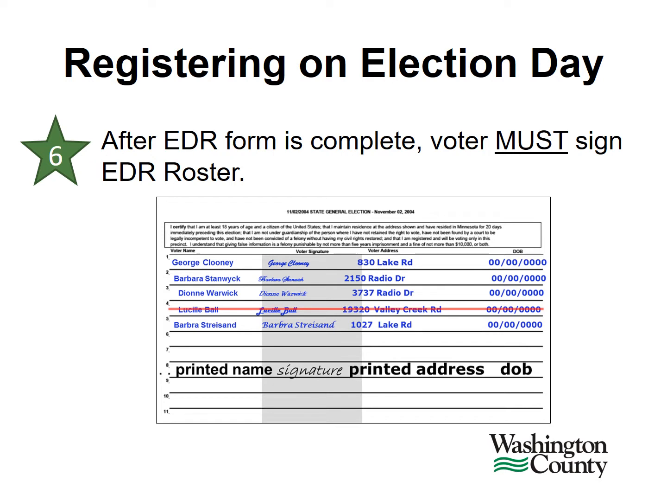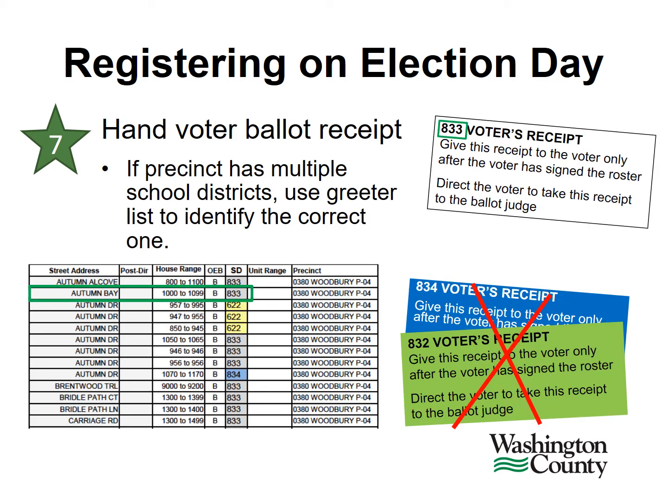Please be sure that this information is legible, as we will use this information to input into the state voter registration system. Once they've signed the roster, the election judge should hand the voter the proper ballot receipt. If your precinct has multiple school districts, please use the greeter list to identify the correct school district for that voter and hand them the corresponding voter receipt.